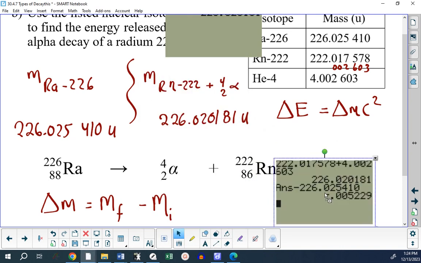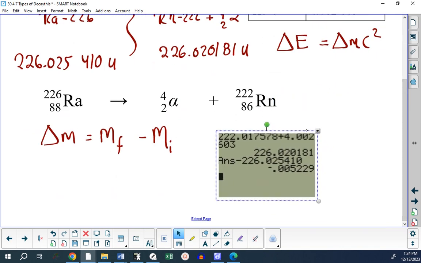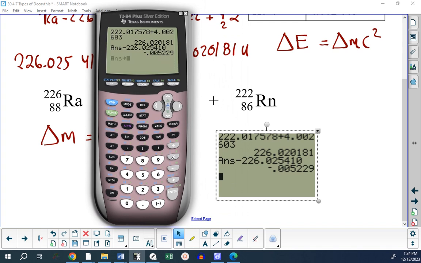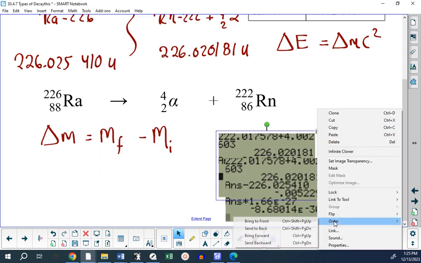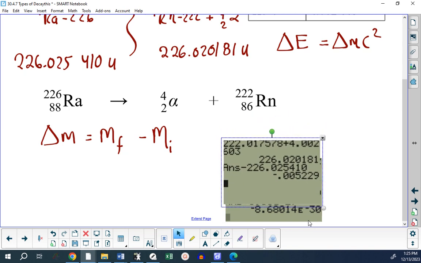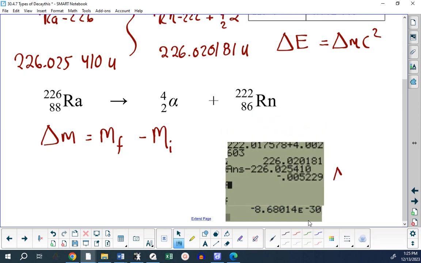So this is the change in the mass. It's negative. If I multiply that by 1.66 times 10 to the negative 27, because that's how many kilograms there are per atomic mass unit, that's from yesterday, this is the change in the mass in kilograms. So this is delta M in atomic mass units. This is delta M in kilograms.